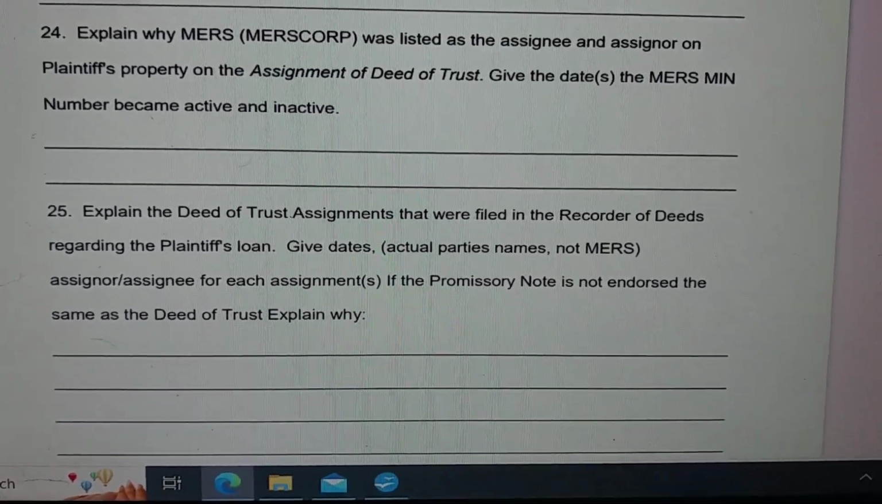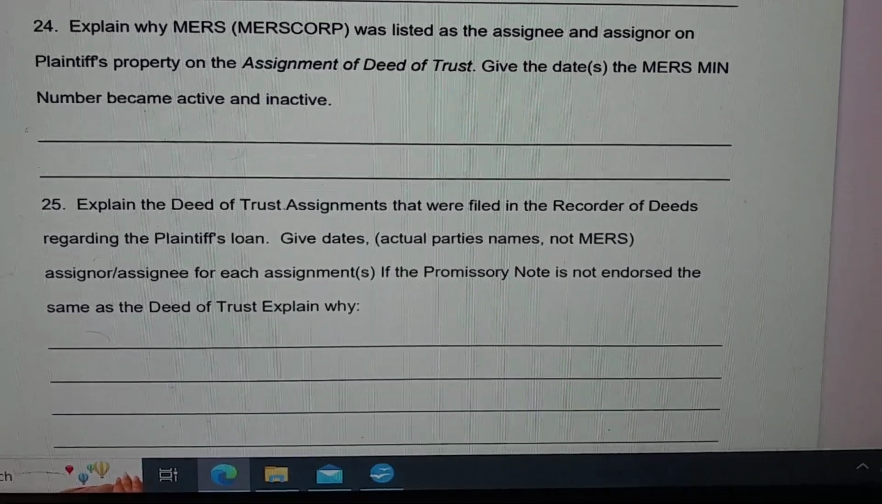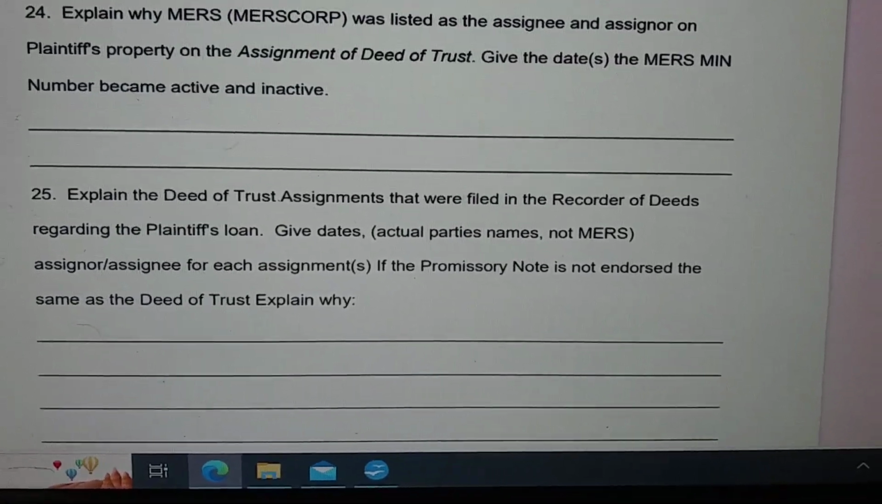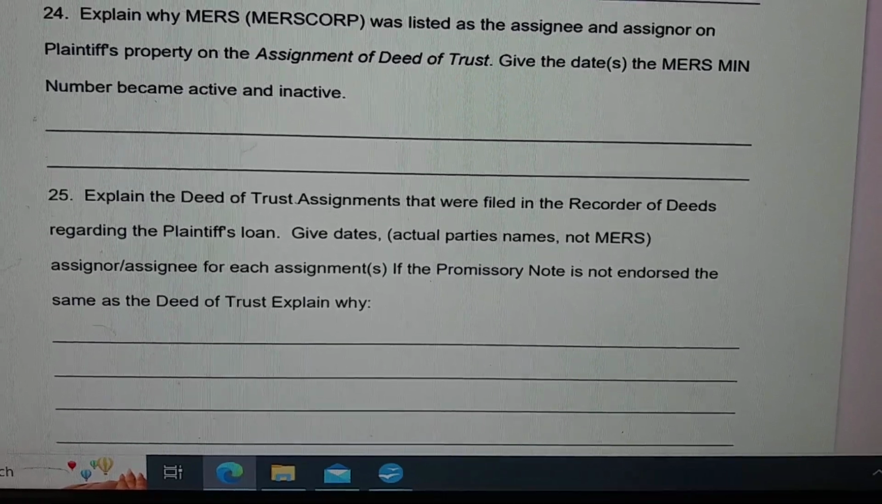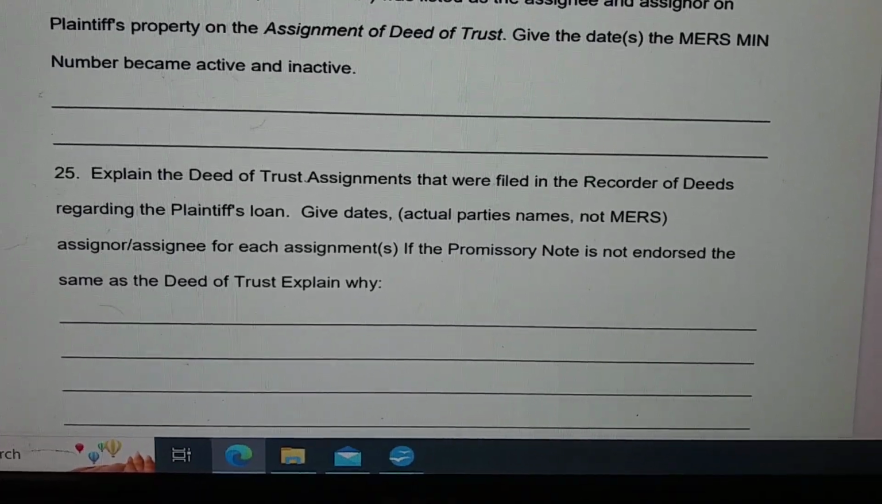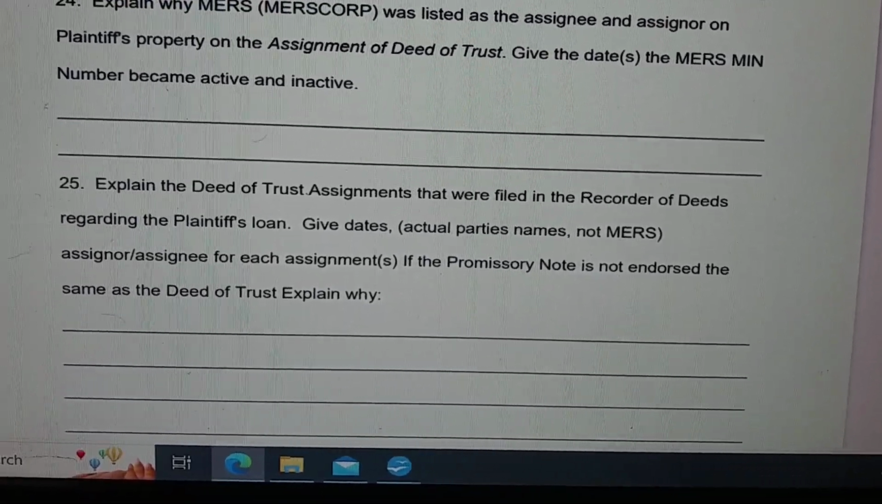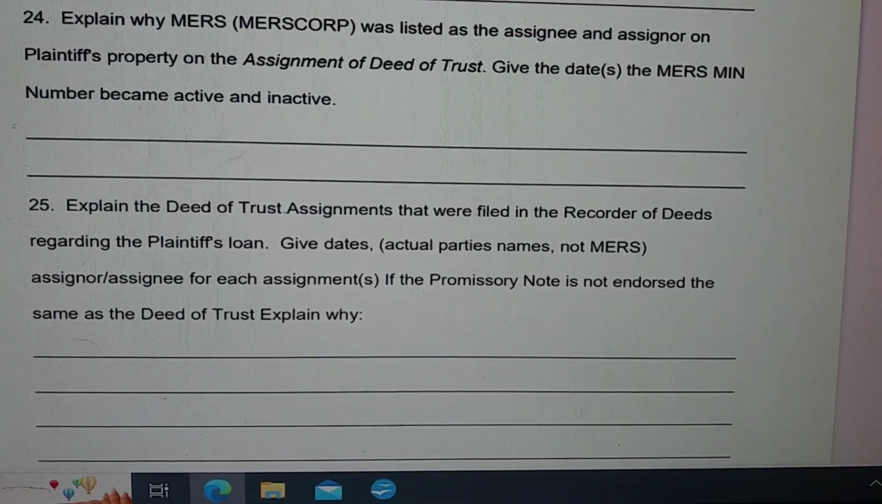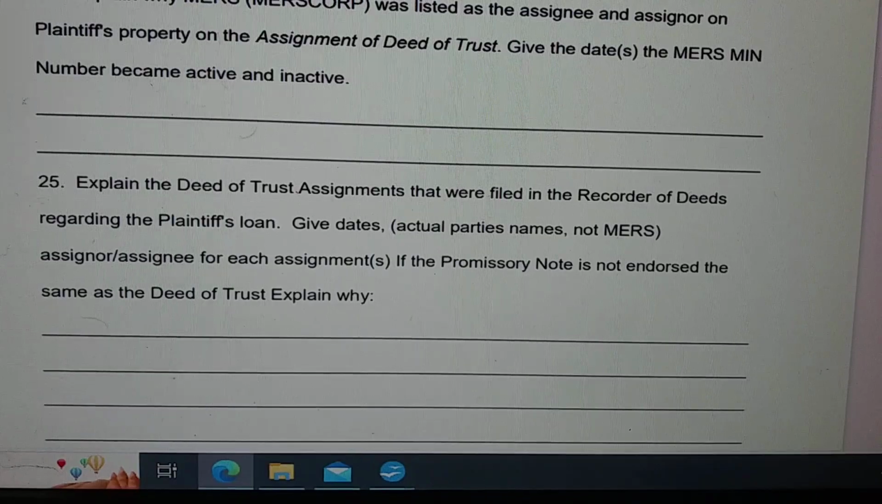Number 25, explain the deed of trust assignments that were filed in the recorder of deeds regarding the plaintiff's loan. Give dates, actual parties' names, not MERS, assigner, assignee for each assignment. If the promissory note is not endorsed, the same as the deed of trust, explain why.